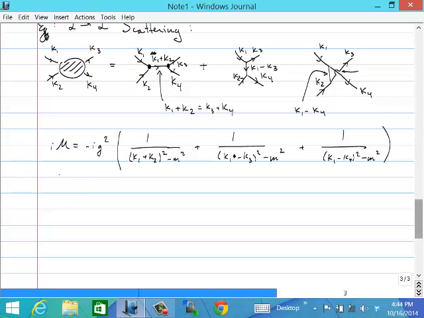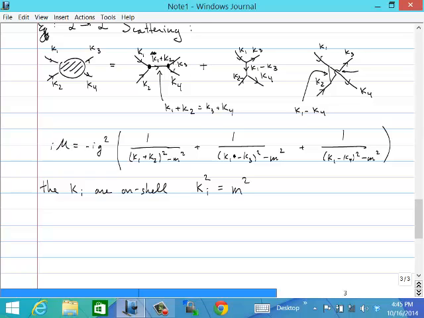And all of these k's are momenta of external particles. So they are all on shell in the sense that they satisfy the equations of motion. So k squared is equal to m squared. And as I mentioned, these three diagrams have different interpretations. So the first diagram is interpreted as a process where two particles combine to form a third particle, which then decays to form the final end state. Whereas the other two diagrams describe the exchange of an intermediate particle.